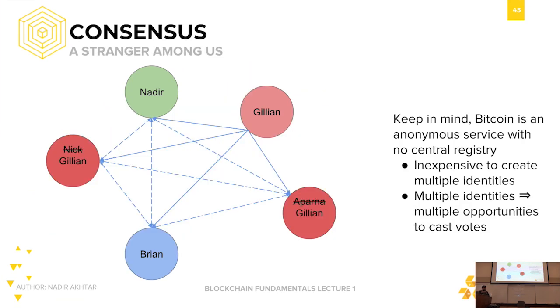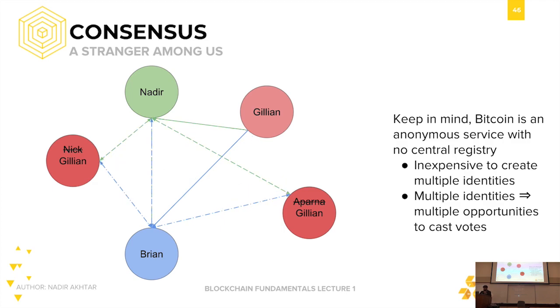We assume that we know who Nick and Aparna are. In actuality, Gillian could have killed them both, stolen their identities, and become them. And now she can vote on her own behalf under the guise of someone else. And when that happens, we're incapable of protecting ourselves in this voting system. Bitcoin is meant to be trustless, anonymous. It's meant to keep anyone from being prohibited from joining the network. So how do we protect against this attack?